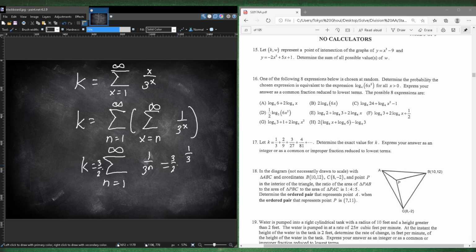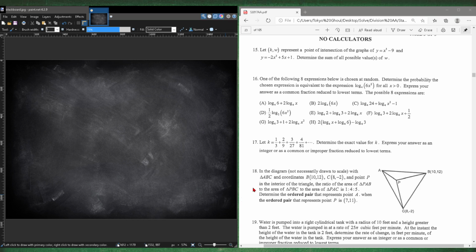So 3 over 2 times 1 minus 1/3. This is also just going to be dividing by another 2 over 3, so that's also multiplying by another 3 over 2, times 1/3. So cancel out the 1/3, that means 3 is on top, and then 2 times 2 is on the bottom, so that's 4. So our answer for number 17 is 3/4.